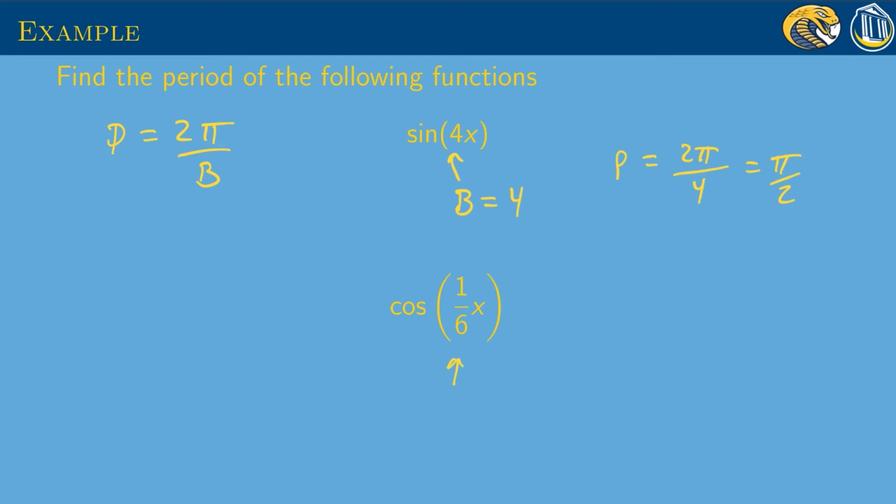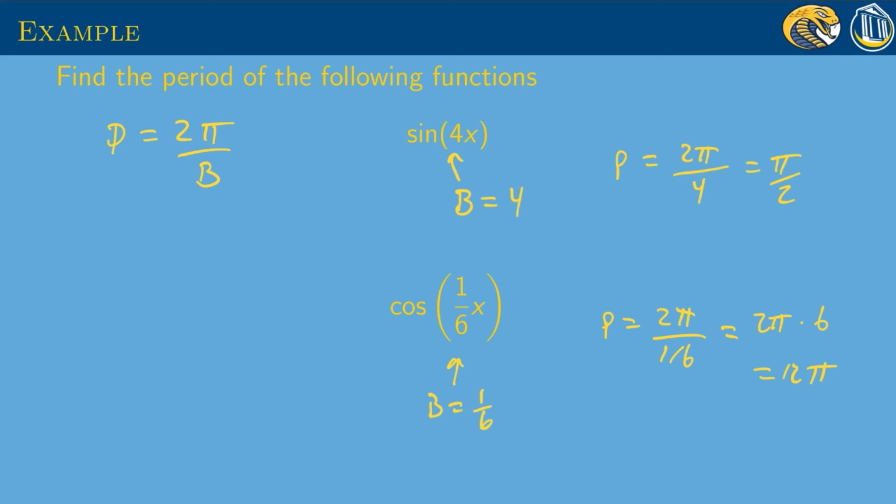In this case, we have b equals 1/6. It's a fraction. That's okay. Our period is 2 pi divided by 1/6. That's the same thing as 2 pi times 6, or 12 pi. This time the graph would be stretched out to the point where it only oscillates once every 12 pi units.